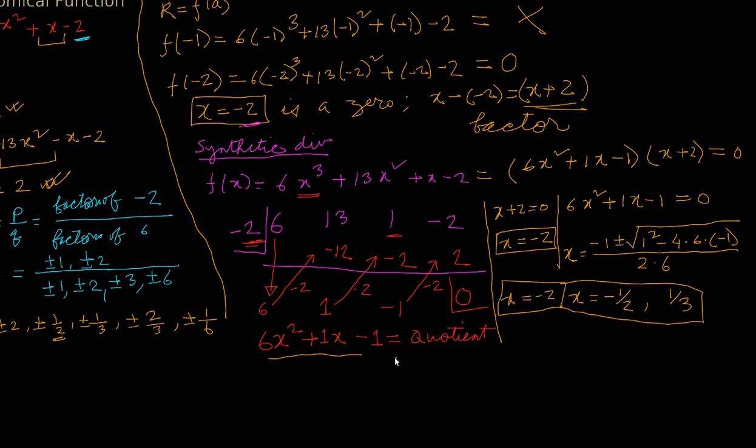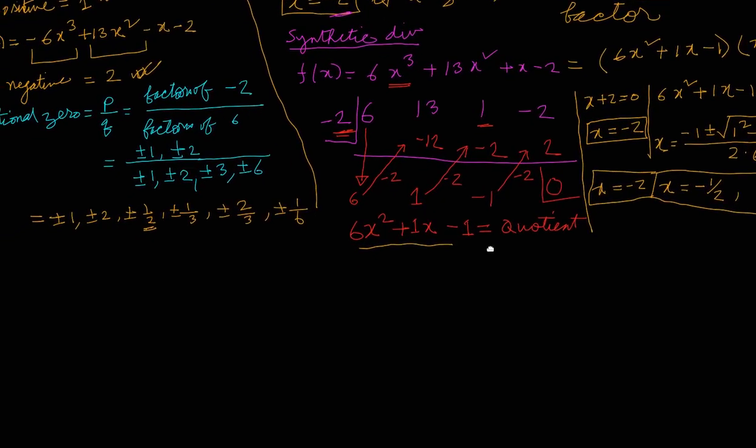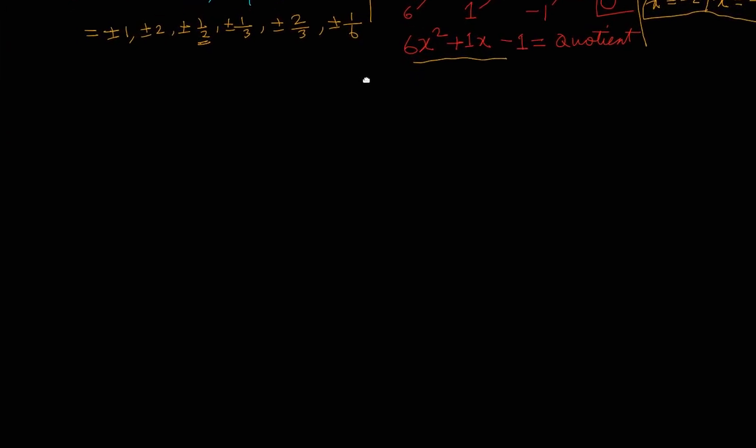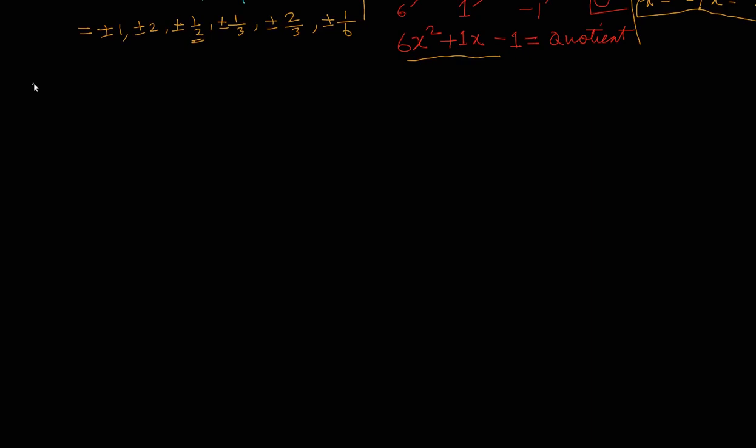So now let's follow step by step. First of all, again I just want to write down my function so that I don't have to scroll again and again: 6x cube plus 13x square plus x minus 2. Now step number 1 is end behavior. So, finding end behavior.